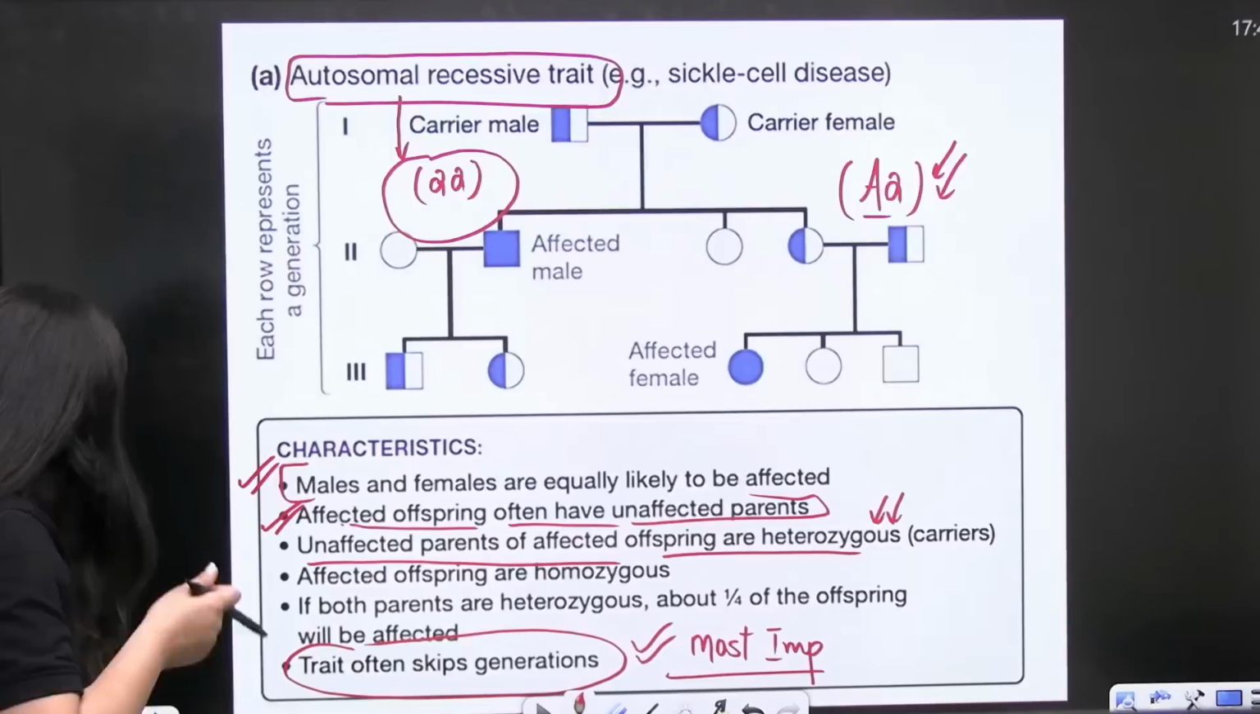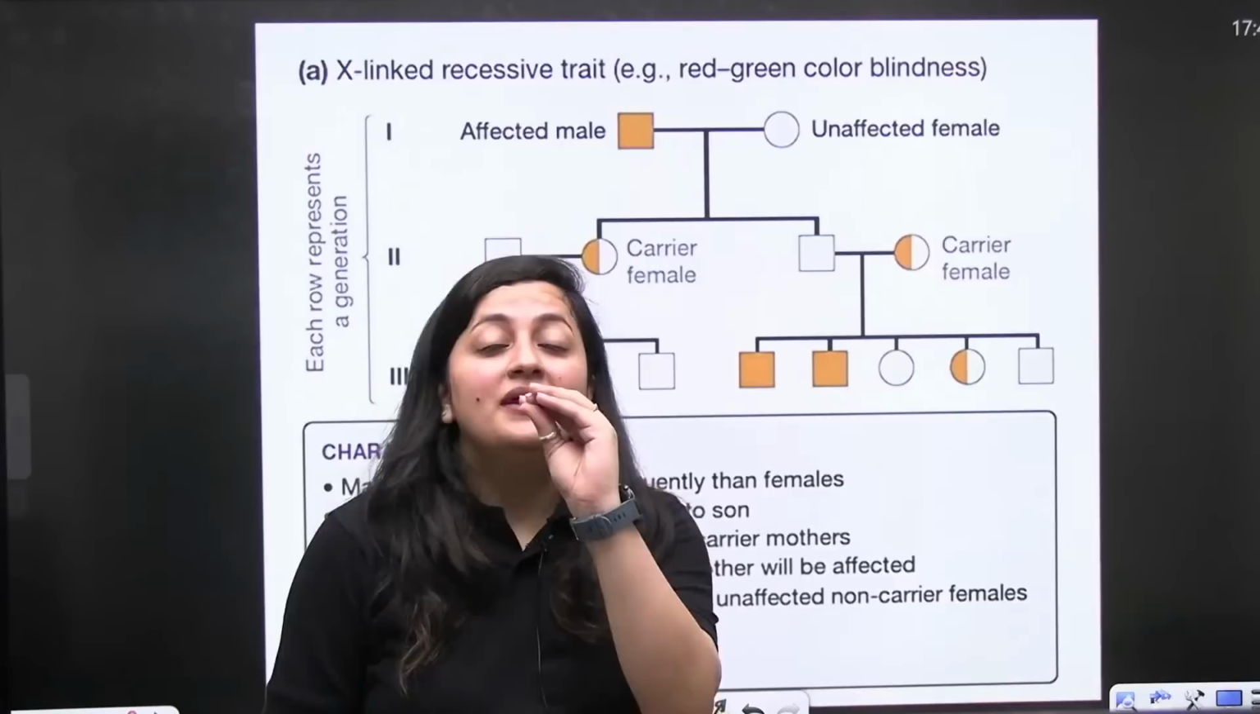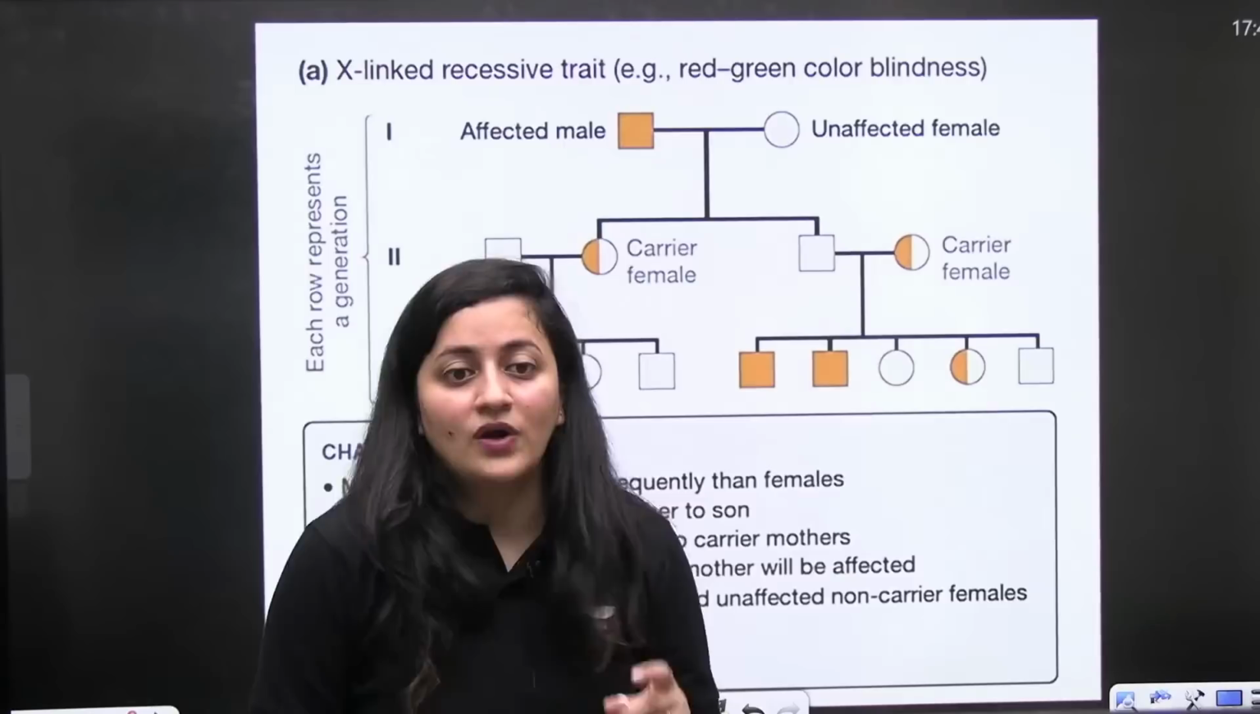And trust me, after the class, just check it out once. Literally, you will be able to solve the question, guys, because pedigree analysis is such an easy topic. You don't know these points, so you are not able to solve the question. So what is the first point that we need to remember? Generation skip. What is the second point that we need to remember?